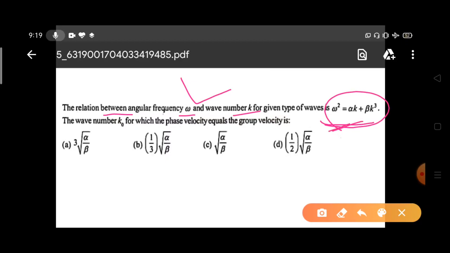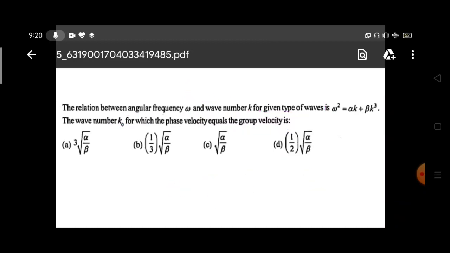So this relation will decide whether the group velocity is higher or the phase velocity is higher, what will be the behavior of the group velocity and the phase velocity under the dispersion phenomena. That's why this relation is called the dispersion relation. So in this question the dispersion relation is omega square equals alpha k plus beta k cube. We have to find the wave number k naught for which the phase velocity equals the group velocity, that is Vp equals Vg at k naught.